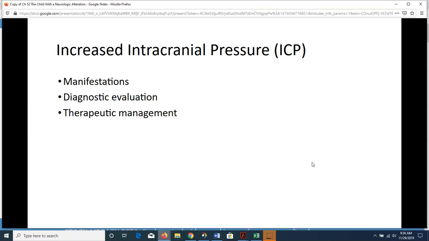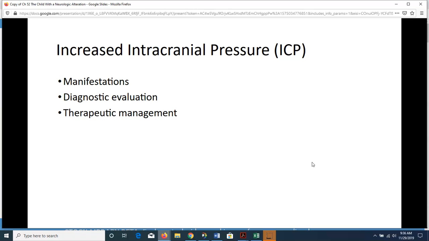Please see box 52.1 for the differences and manifestations between the infant and the child. There are certain assessment areas you need to look at when you determine the neurologic condition of a child. First thing is their level of consciousness. The Glasgow Coma Scale is used for both the infant and child. Your book has both scales listed, so please look at those.